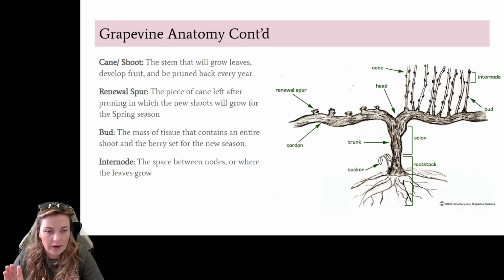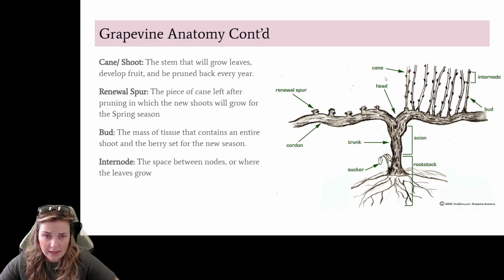A shoot is in the spring, a cane is in the winter, but they'll both be available for you on the quiz, right? So this long part that's growing from the cordon is the cane or shoot. How it's currently displayed is the cane, so the leaves have fallen off, and this is the winter woody time.